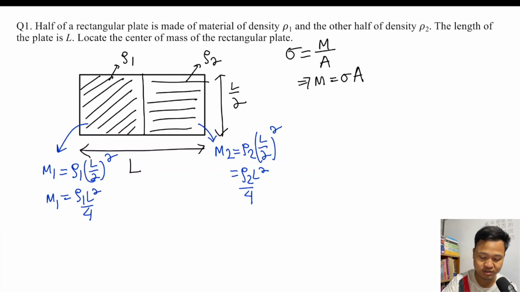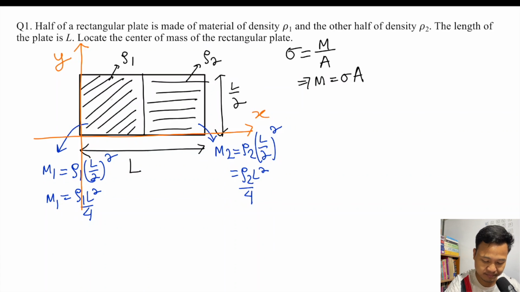Now we need the coordinates. For that we need an xy coordinate plane, so let's put the plate in the xy coordinate plane like this. Okay, so this is x and this is y.